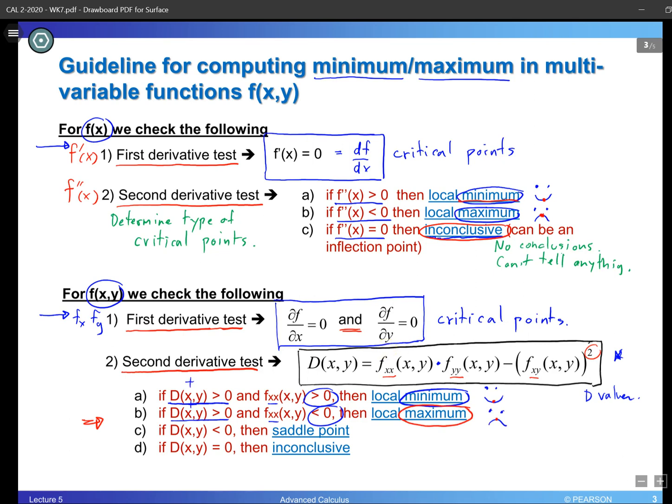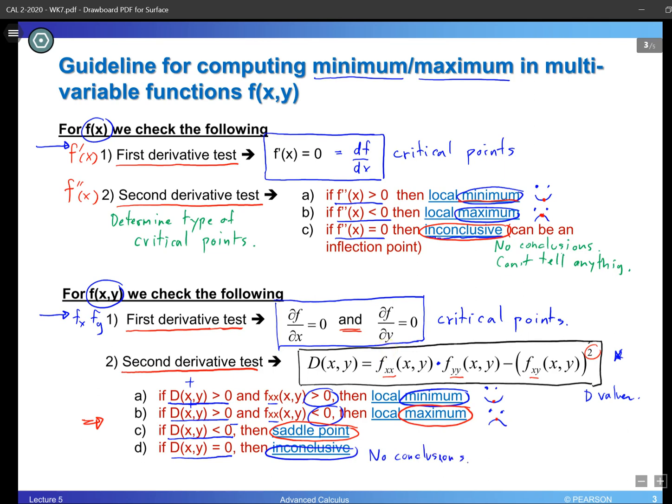What happens if d is negative? And that is condition C right here. When d is negative, if you get this, you know right away it's going to be a saddle point. And by now you know what this saddle point looks like. And let's take a look at the last condition. We have d value equal to 0. If you get this, then it's inconclusive, which means that we cannot tell anything about it. So for this last one, d equal to 0, you can't tell. It means that no conclusions.